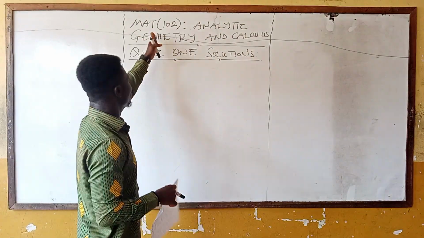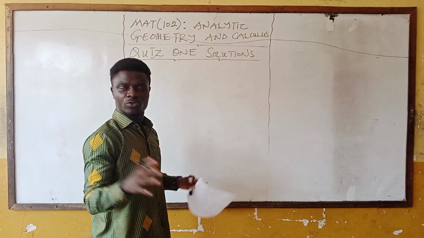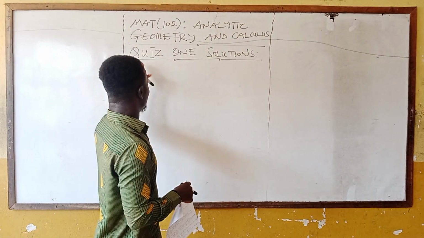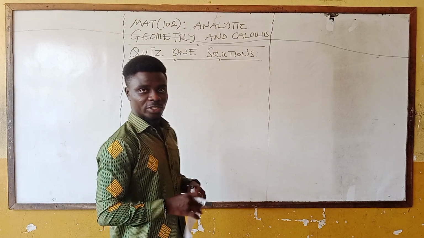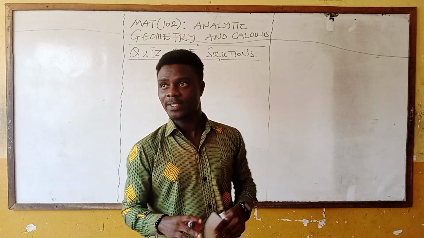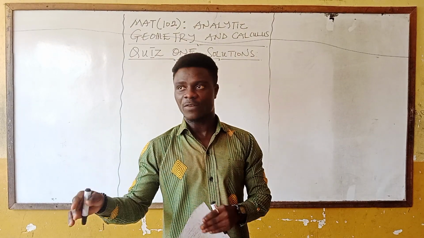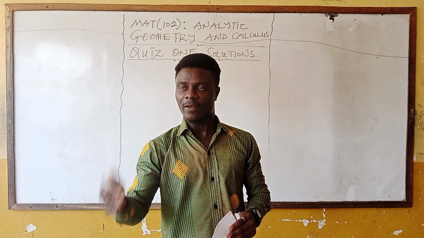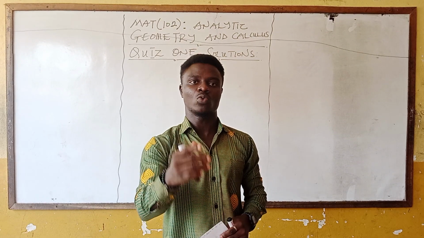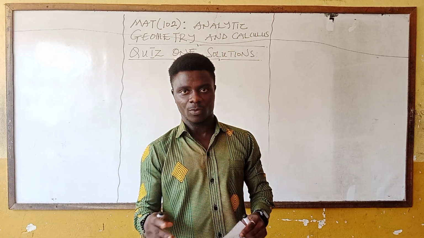Alright, we are still on part 102, Analytic Geometry and Calculus. We are solving our quiz 1 solutions and solving our quiz 1 questions. So I'll be dealing with the solutions. I'll be doing the first 5 questions, solving 5 questions till we get to the 20th question.